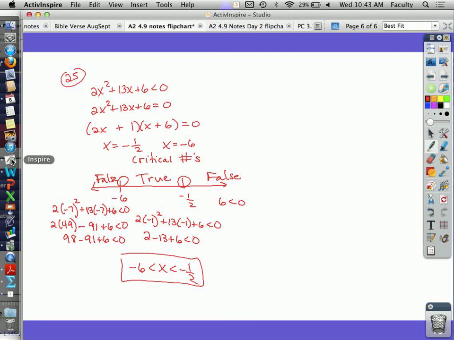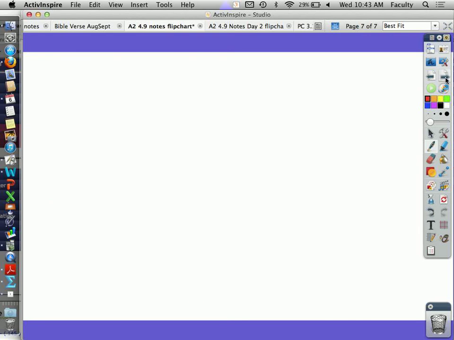Okay, so now, on your 4.9 homework sheet, let's look at the word problem there. It says the path of a football kicked from the ground can be modeled by h equals negative 0.02x squared plus 1.2x, where h is the height, how high up the football went, and x is the horizontal distance. So like if you were kicking from the 20-yard line and it went to the 50-yard line, the horizontal distance is 30 yards. But how high up it went is the h.